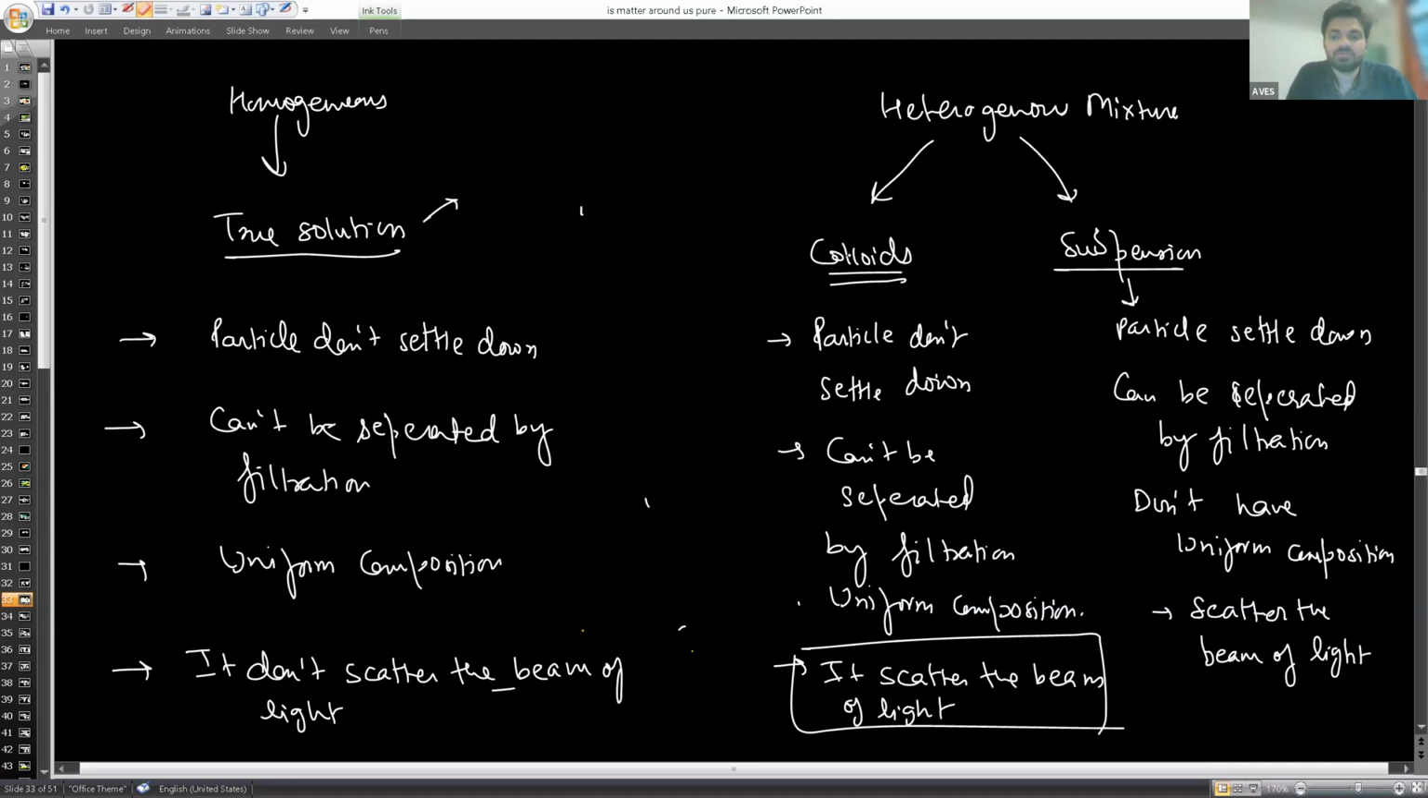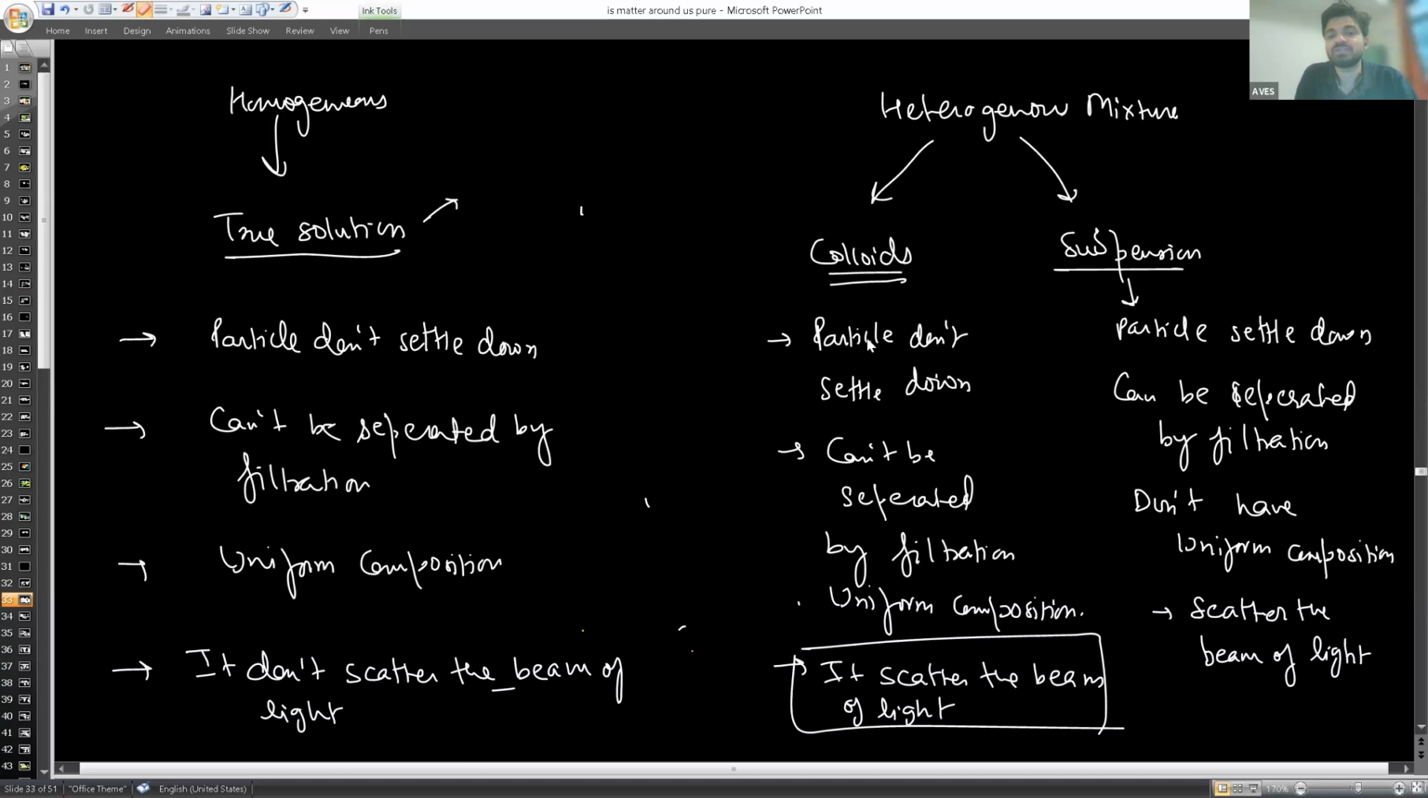Okay. So what is the main difference between a true solution and a heterogeneous mixture, or a homogeneous mixture and a heterogeneous mixture? You can check here that colloids and true solutions have almost the same properties. Particles do not settle down, can't be separated by filtration, and have uniform composition. They almost have the same points. But what is the main difference between the true solution and the colloids?